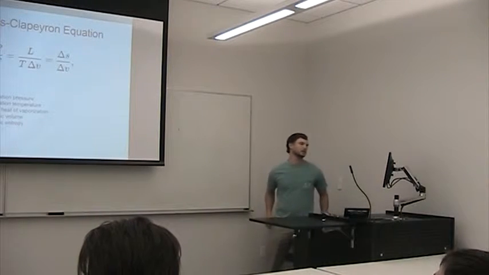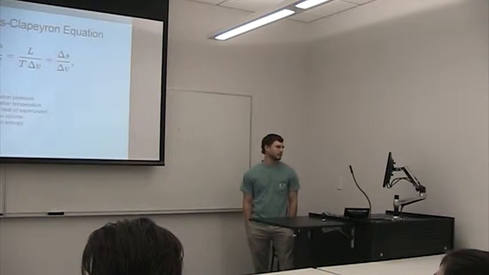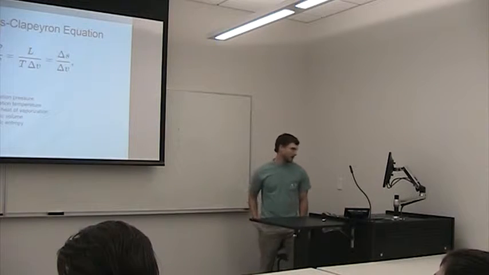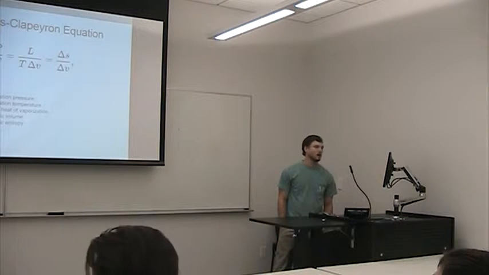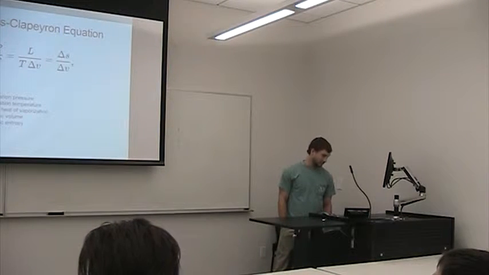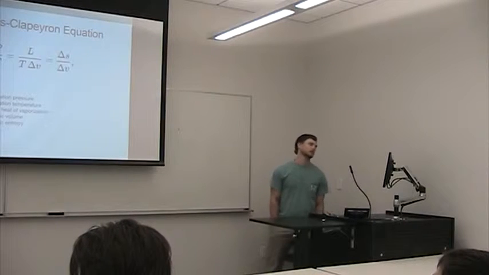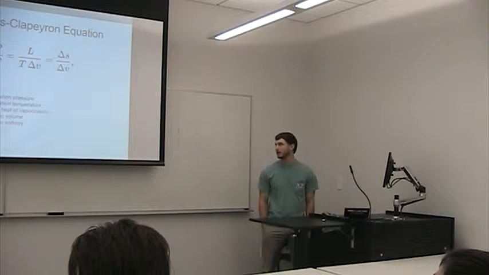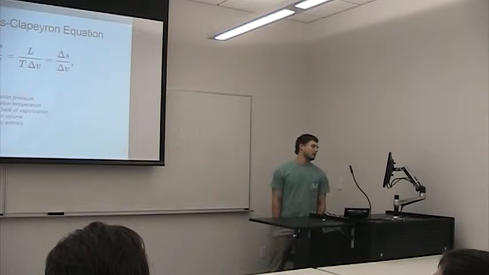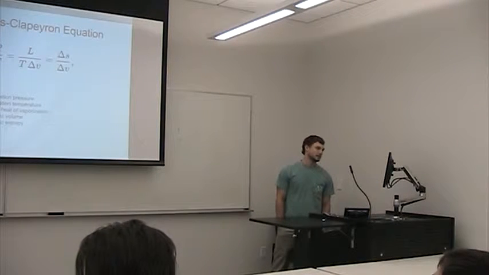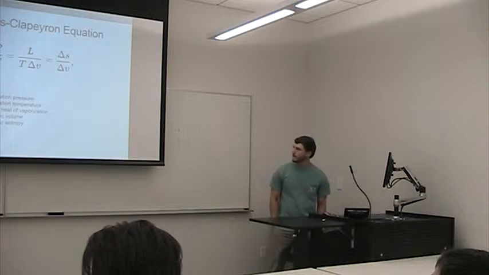So this equation is able to do this. Here's the equation that we'll be using for the experiment. P is your saturation pressure, T is your saturation temperature, and our lab manual actually uses a different variable for the latent heat of vaporization. They use h_fg, I believe. I'm going to use L in this case. V is specific volume, and S is the specific entropy.